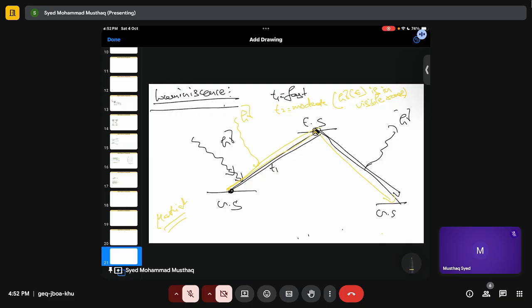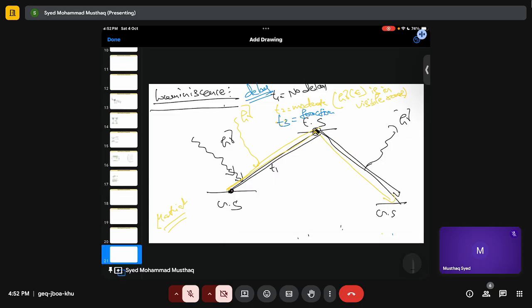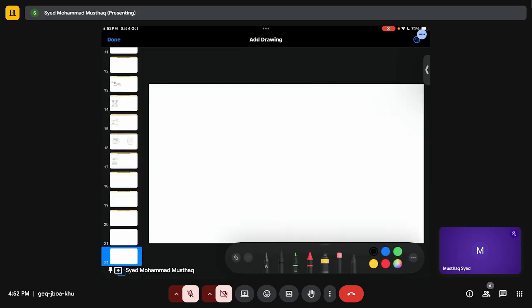Now, when the time delay is a fraction of seconds, okay, this is the delay. Fast means there is no delay, so let me write it, not fast, no delay. I will make a table, that will be better.